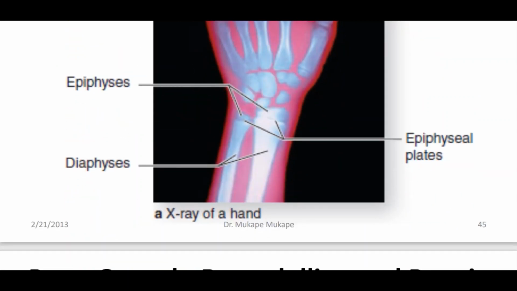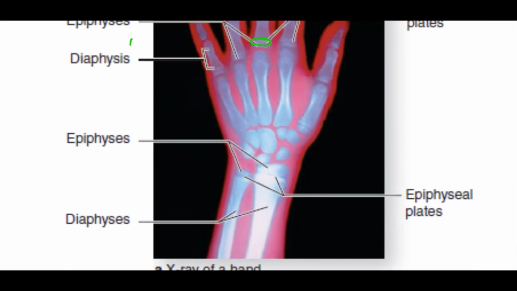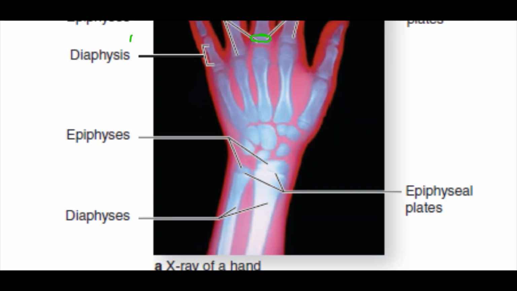so here, the long bones. So this is the radius here. This is the ulna, between the epiphysis and the diaphysis. That's where you find the epiphyseal plate.